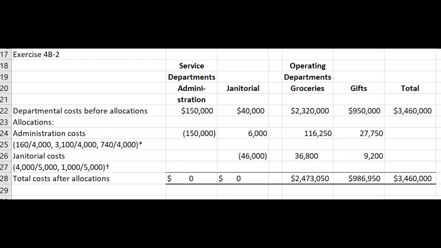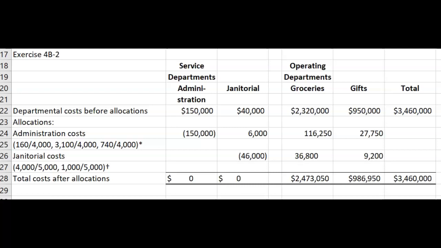We are going to continue with our cost allocation. However, in this problem, exercise 4b-2 in your textbook, we will be allocating the service department that provides the most services to other service departments and also operating departments.